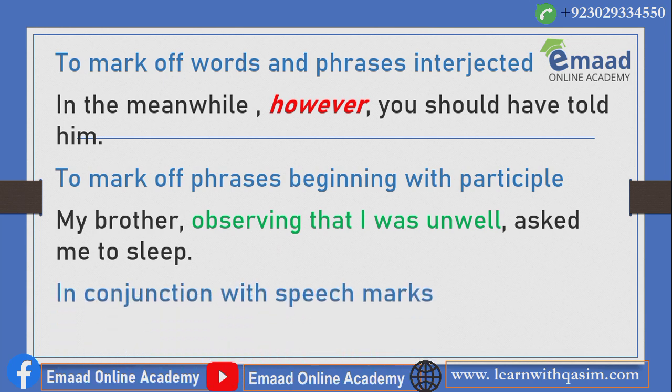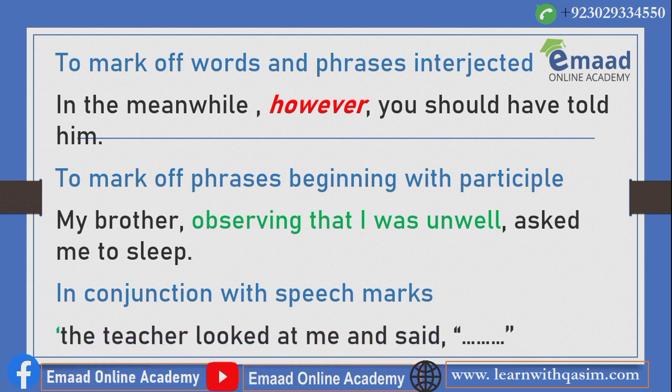Then we also use a comma in conjunction with speech marks to indicate the beginning of a passage of direct speech. Let me show you the example. The teacher looked at me and said, now, after said, we will add what the teacher said, but in this passage, we are going to use direct speech, so we use a comma in the beginning.